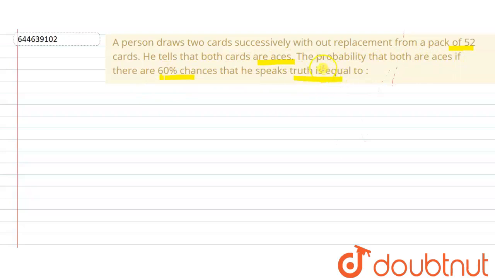So we are given that a person is drawing two cards without any replacement and he is saying that both the cards are aces. Now if he speaks 60% truth, then you have to find the probability that both the cards are aces. First of all, we are given that probability of truth is 60%, that is 6 by 10. So probability of his false statement will be 40%, that is 4 by 10.